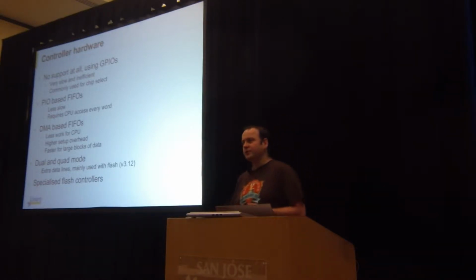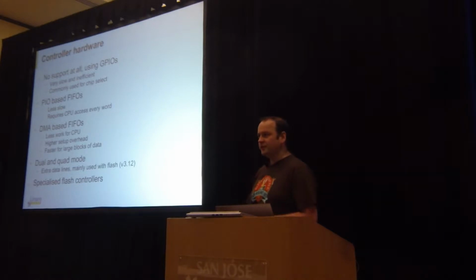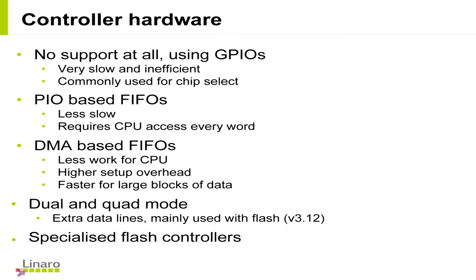So for large amounts of data, this isn't great, and instead you're better off using a DMA controller to fill the FIFOs and drain the FIFOs. This is obviously less work for the CPU when doing the individual data transfers. However, it does have a higher setup overhead, usually, so it's not necessarily going to be faster for small interactions with the device. But for large blocks of data, it will almost always be a win. So what you'll see in a lot of SPI drivers is they will use PIO for, say, 4, 10, 16 bytes, and they will then switch to DMA at some point.